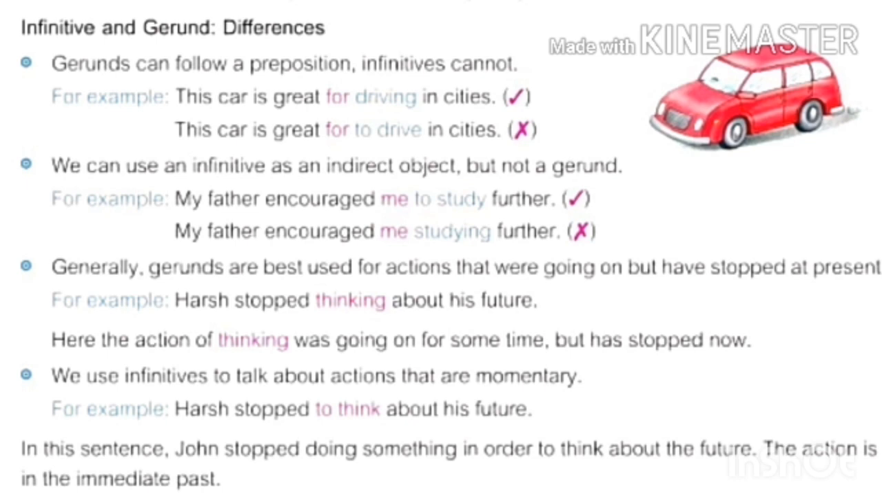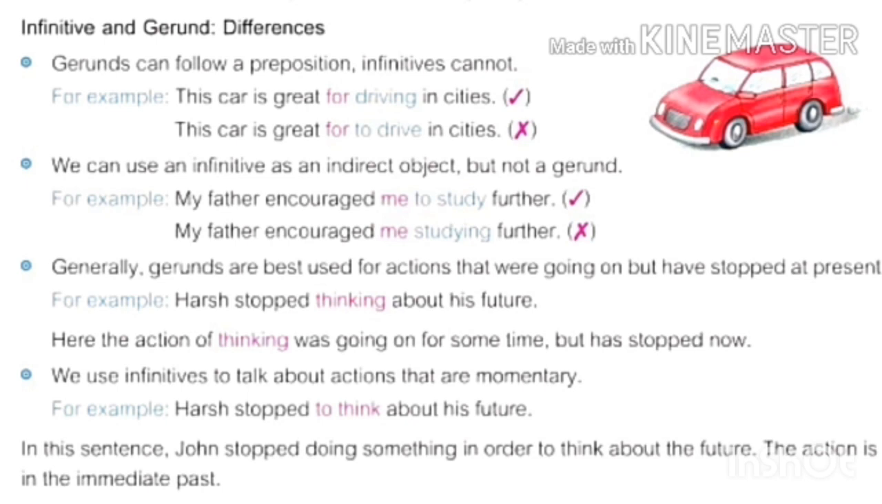Generally gerunds are best for actions that were going on but have stopped at present. For example, "Harsh stopped thinking about his future." So here we can see that the action of thinking was going on for some time but it has stopped now. So for such sentences also we can use a gerund, thinking we have used here. And the next and last rule you have to remember is we use infinitives to talk about actions that are momentary. Momentary means it is for a while, it is not for a longer period of time. So here the example is "Harsh stopped to think about his future."